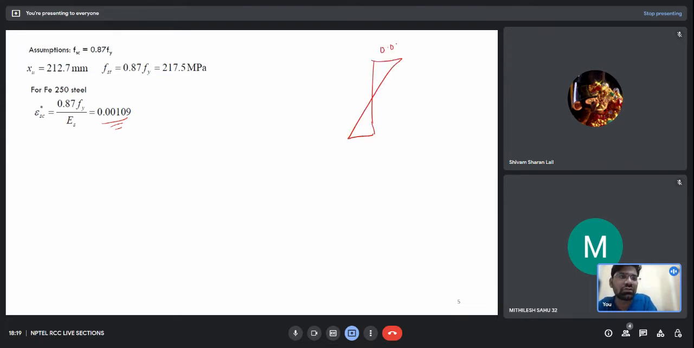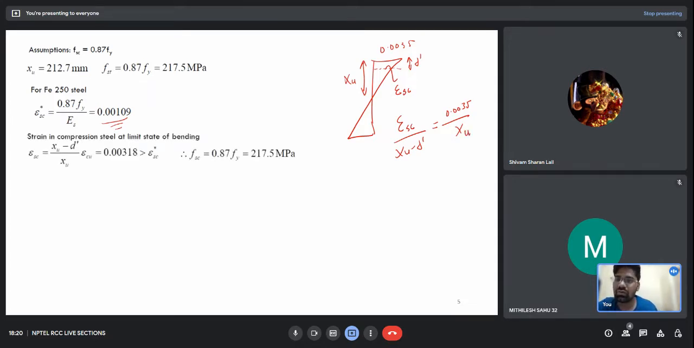Okay, so this is 0.0035 for a distance of XU. Now at some point we have bars here. Which bars? The compressive bars. So this is 0.0035 and this is the strain in those bars, which is epsilon cs. So I can calculate it from here. Epsilon cs divided by xu minus d dash equals 0.0035 divided by xu. So from here, xu I know already, so I can calculate the strain in the compressive bars. What strain do I get? I get a strain of 0.00318.